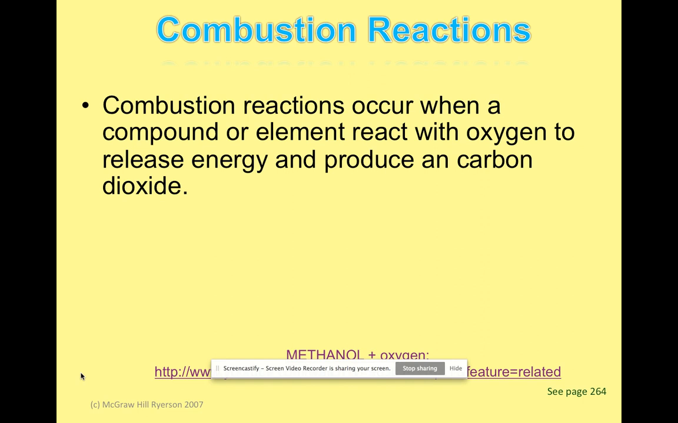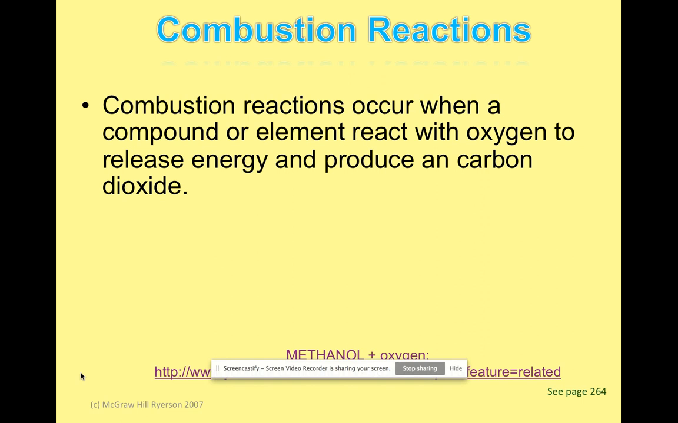So today we're going to focus on combustion reactions. Combustion reactions are probably one of the easiest types of reactions to identify. At this time, go ahead and get out your interactive notebook if you haven't already, and label the top of the page or the next clean page, combustion reaction notes. So go ahead and do that now.